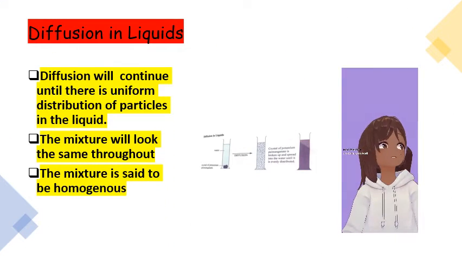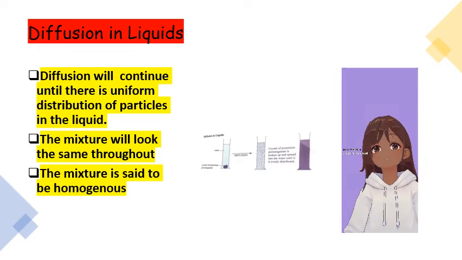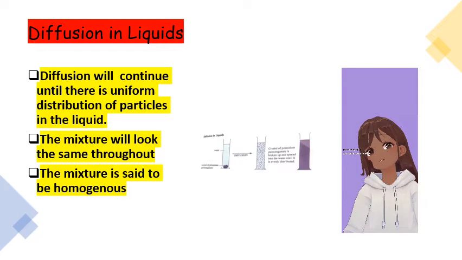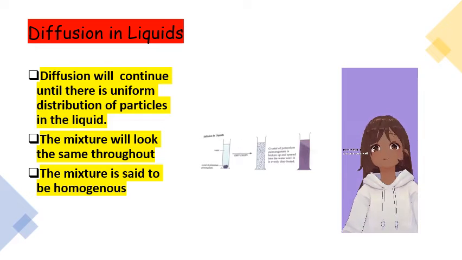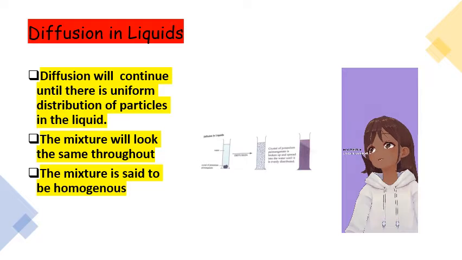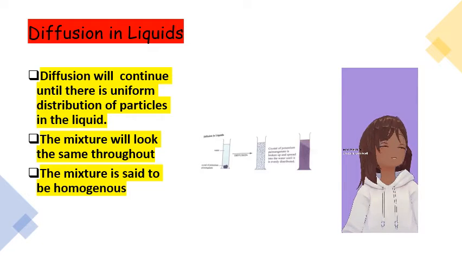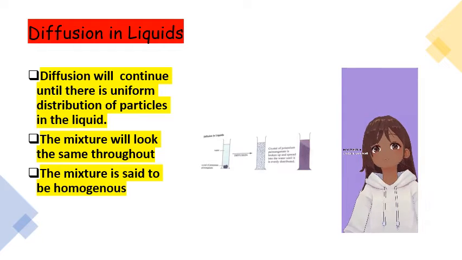So now we will look at diffusion in liquids. Diffusion in liquids will continue to happen until there is what? Very good, you are so intelligent. Diffusion in liquid will happen until there is uniform distribution of particles. When this happens, the mixture will look the same throughout, and we say that it is homogeneous.